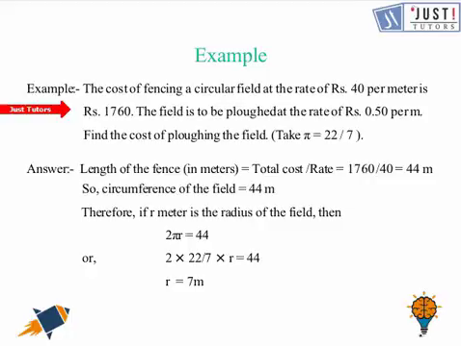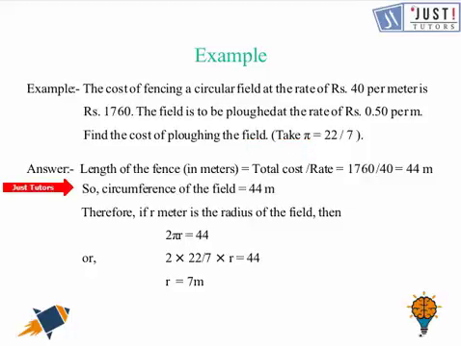The field is to be plowed at a rate of rupees 0.50 per meter squared. We are given how much amount is required to plow the field, and we need to find the cost of plowing the field. We are also told to keep the value of pi as 22/7 in the question. So we need to be careful that whenever we are using the value of pi, it needs to be 22/7.